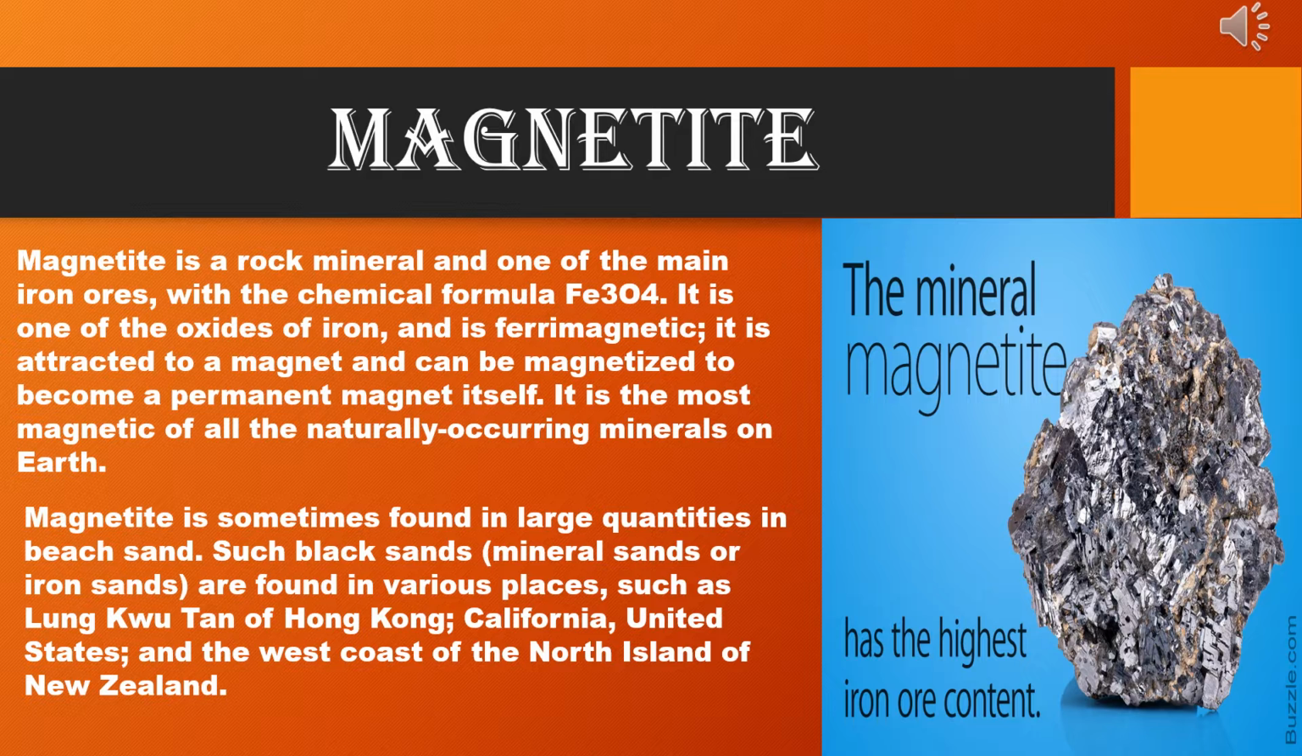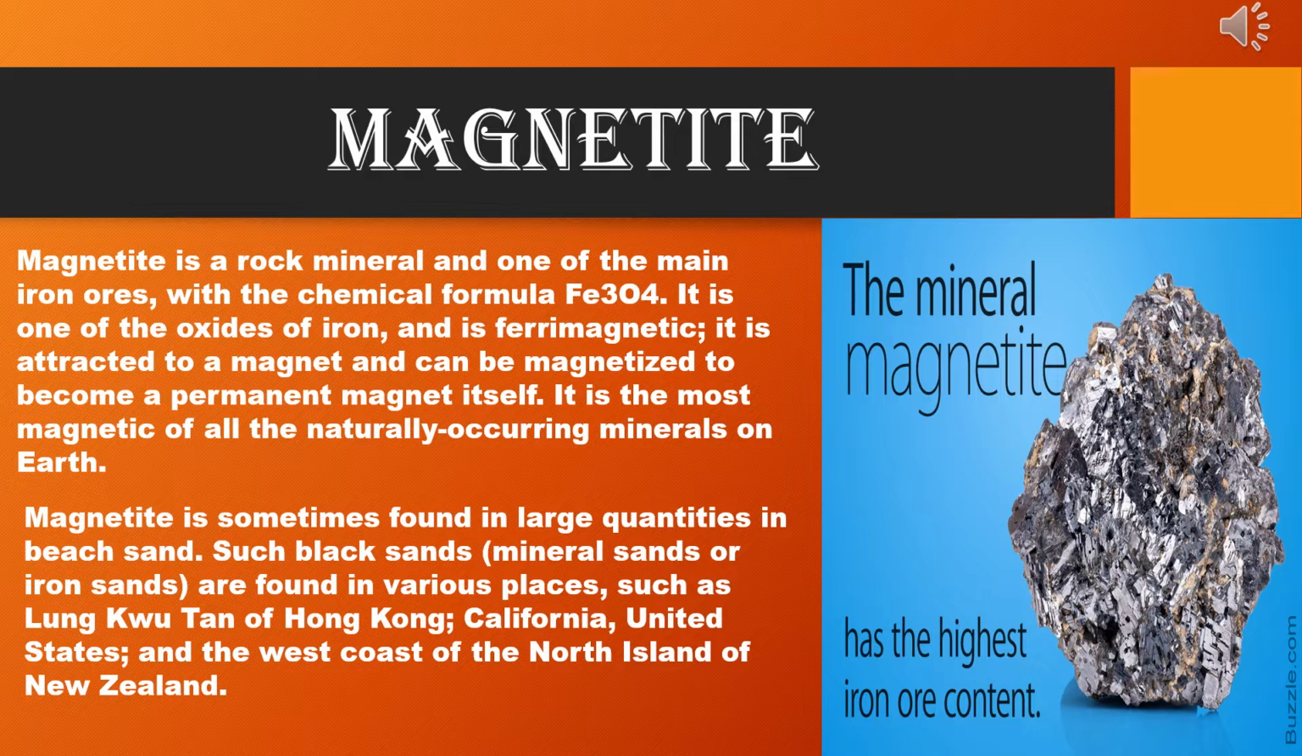Now magnetite is a rock mineral and one of the main iron ores with the chemical formula Fe3O4. It is one of the oxides of iron and is ferrimagnetic. It is attracted to a magnet and can be magnetized to become a permanent magnet itself. It is the most magnetic of all the naturally occurring minerals on Earth.